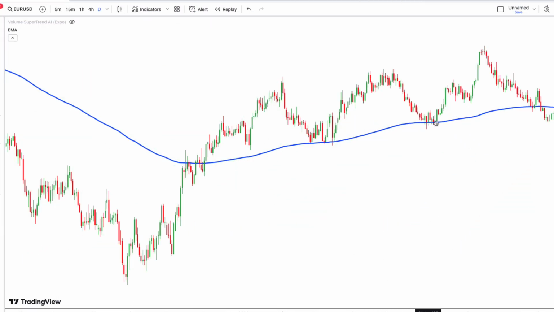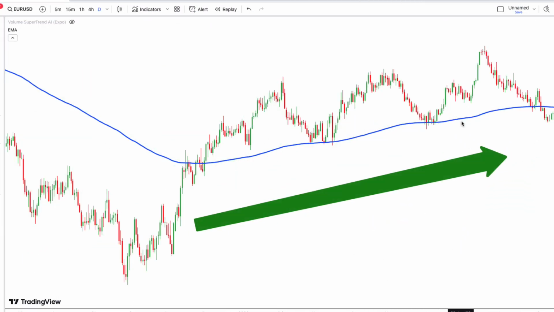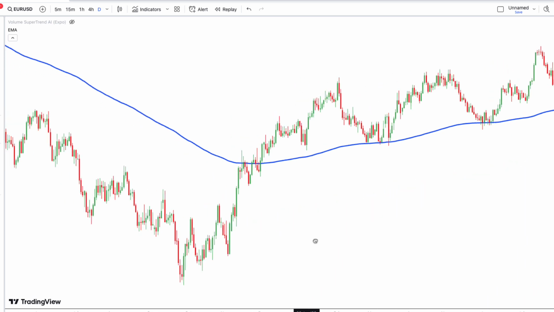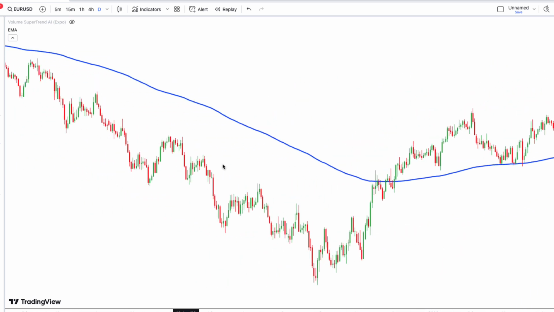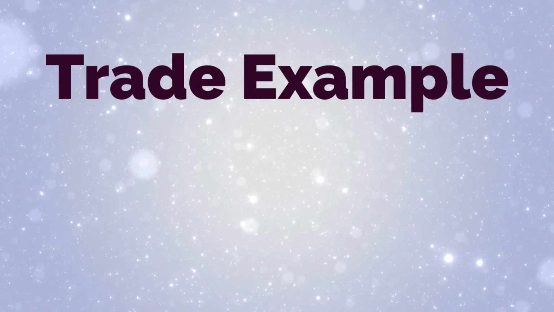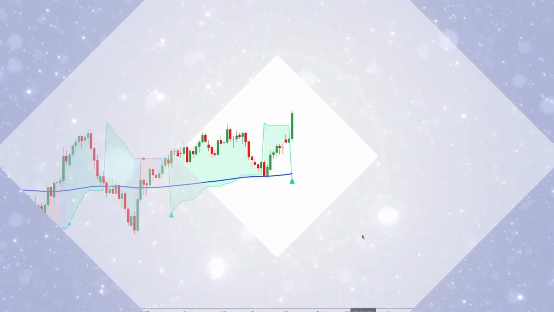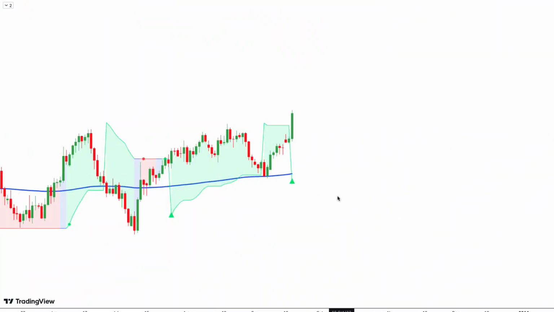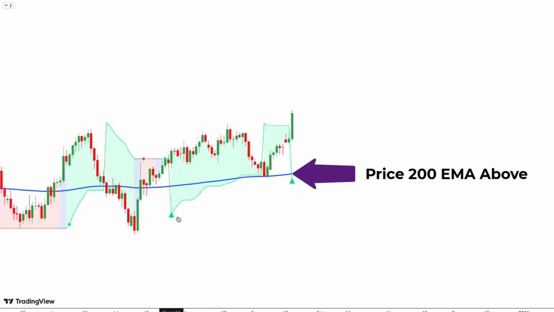When the price is trading above it, that indicates a long-term bullish trend. And when the price is trading below it, that indicates a long-term bearish trend. Now, to take trades with these two indicators combined is really simple. Let me show you. To take a long trade, first, the price should be trading above this 200-period EMA to indicate a long-term bullish trend.